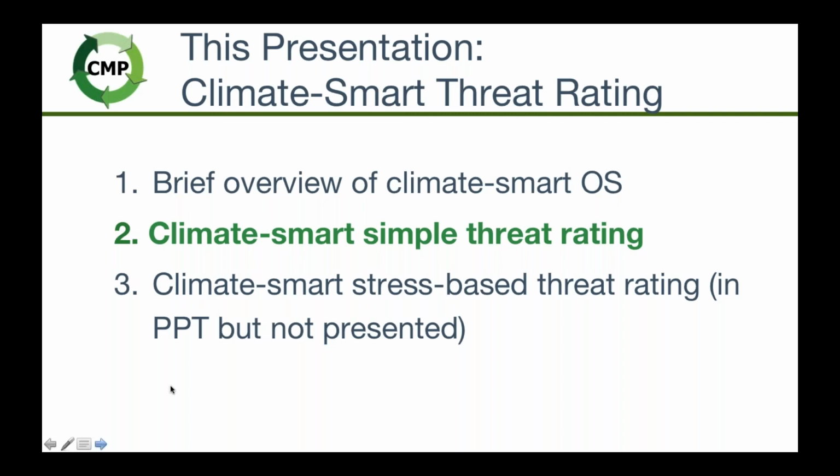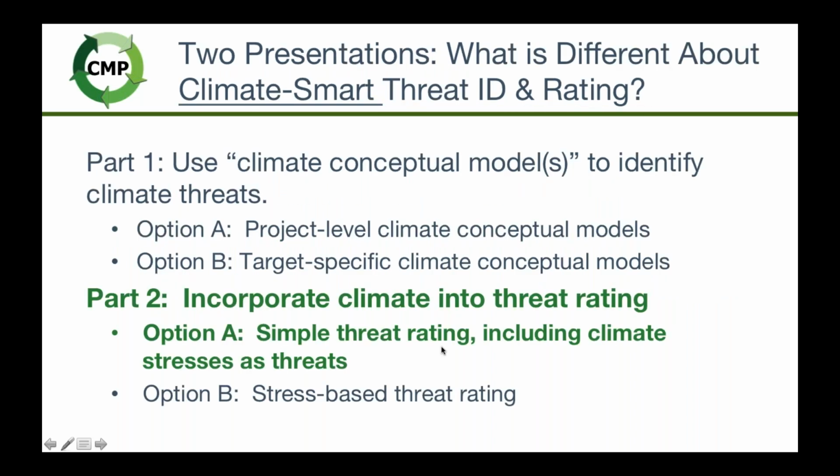Okay, so I'm going to start by talking about simple threat rating and what we are recommending in terms of adjusting the simple threat rating. But then I'll also talk about the stress-based threat rating, which I'm not sure how many people use it anymore, but there probably are some teams out there that are using it. And sorry, this shouldn't say in the PowerPoint, but not presented. I am going to present that briefly.